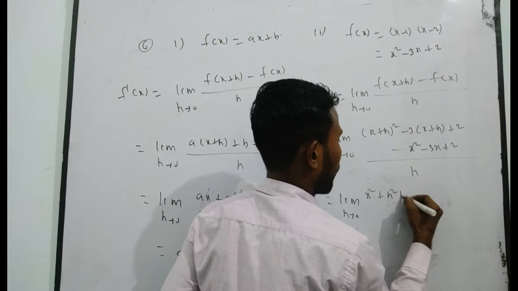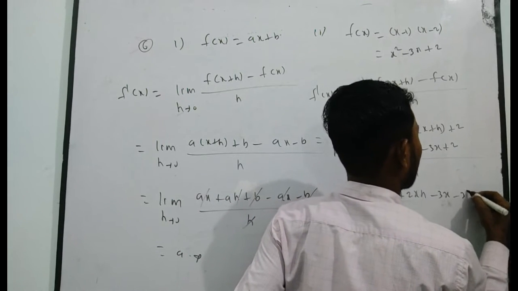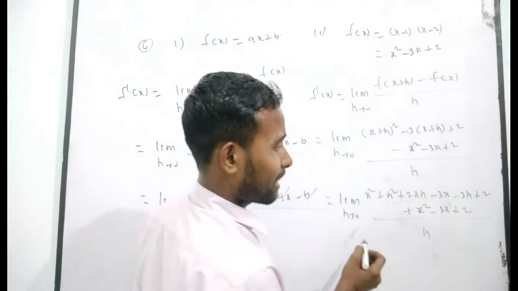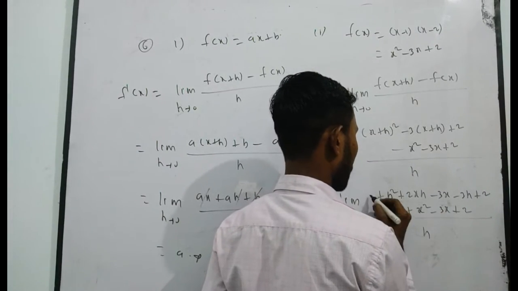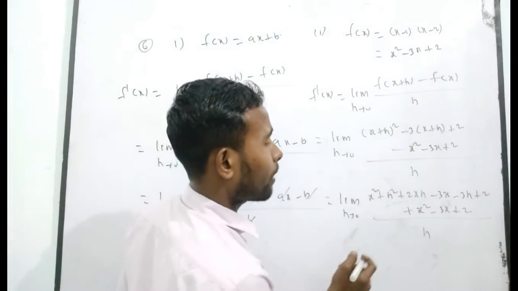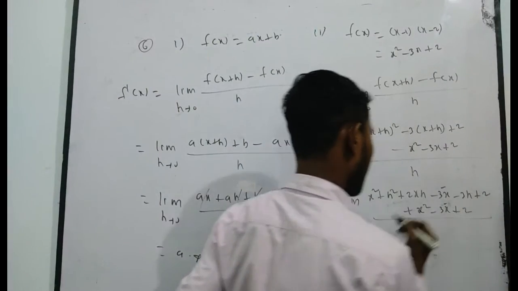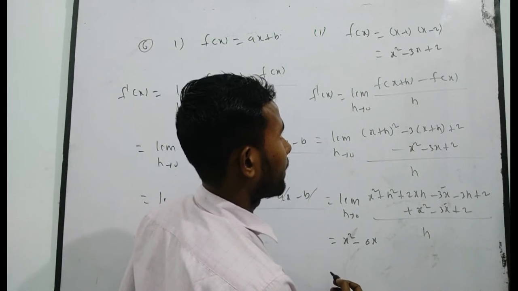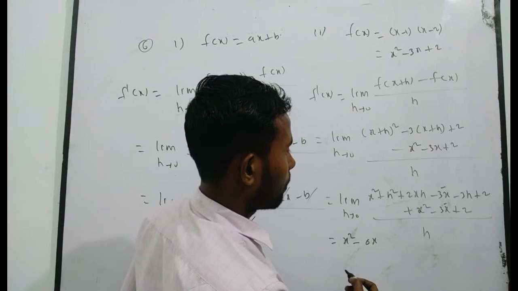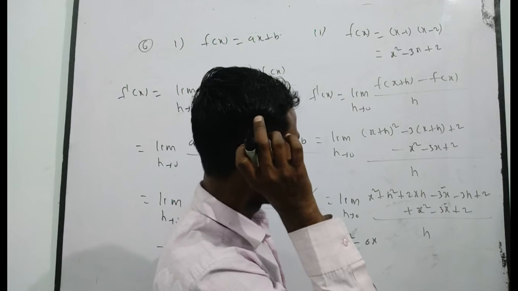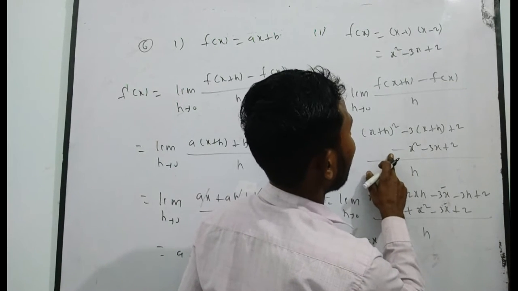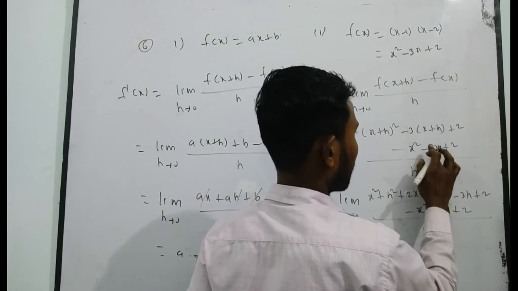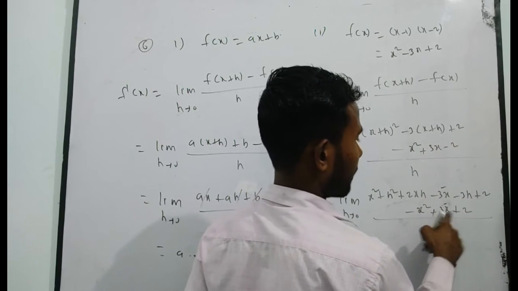Can you write x square plus h square plus 2xh minus 3x minus 3h plus 2 plus x square minus 3x plus 2? Can you write? Divided by h. Now you can see here, x square and x square, 2x square, and minus 3x minus 3x, minus 6x. By mistake I had forgotten the signs: it is minus x square plus 3x minus 2.